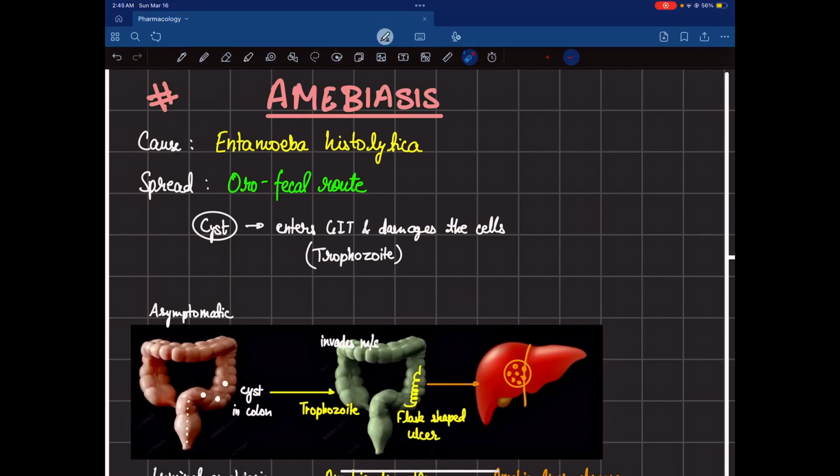Today we'll be covering Amoebiasis, and hopefully today's audio quality is better than the previous video. I'm working on that. Okay, so for Amoebiasis, the causative agent is Entamoeba histolytica, and the spread is by the feco-oral route. It's basically the cyst enters the GIT and damages the cells, and the form of Entamoeba that goes inside our body is the trophozoite phase.